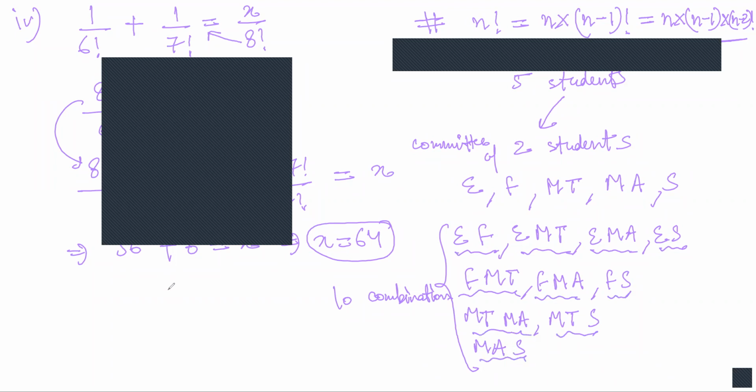Right? Now let me make you understand permutation. So combination is simple, selection. Combination means selection.